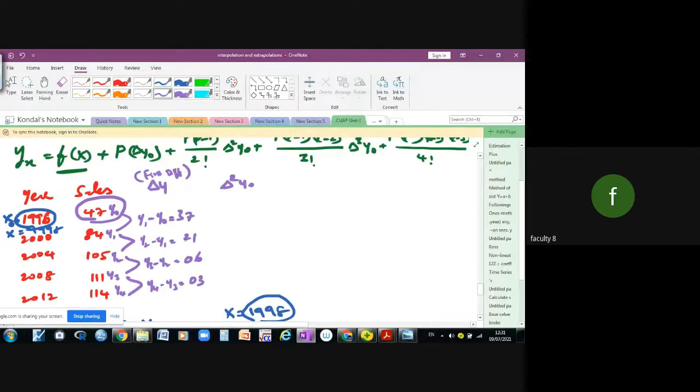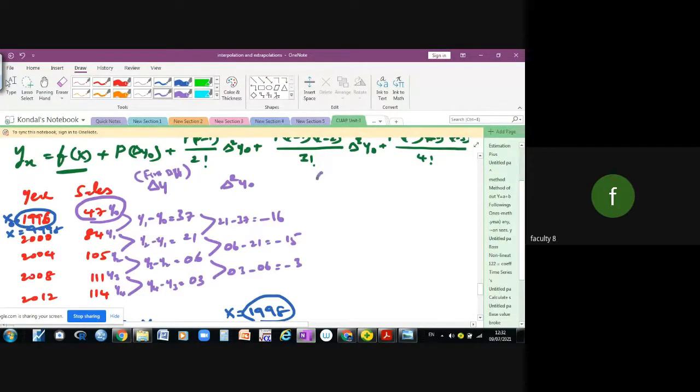Again, we need to find out the differences between these two. How much difference will come? 21 minus 37. Here it should be y1 and this is y0, right? So 21 minus 37, how much? Minus 16, and 6 minus 21 is minus 15, and 3 minus 6. How much will we get here? Minus 3. Have you understood this one? Second difference. Yes, sir.